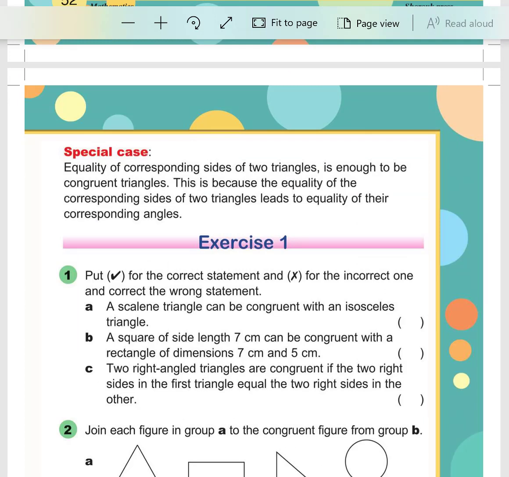The third case is triangles. Equality of corresponding sides of two triangles is enough to make them congruent triangles. This is because the equality of the corresponding sides of two triangles leads to equality of their corresponding angles.